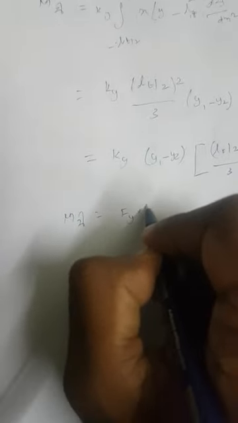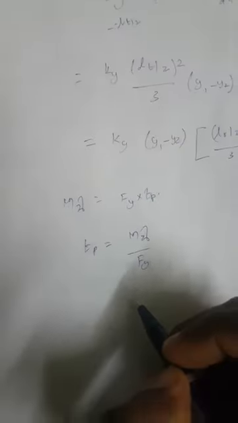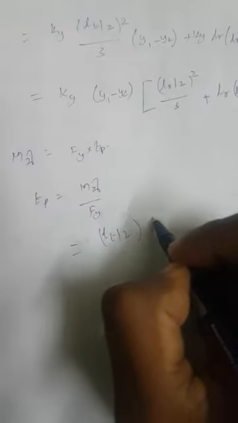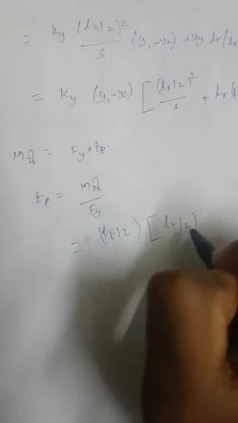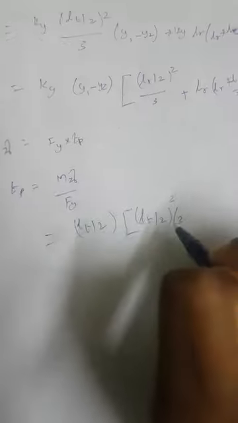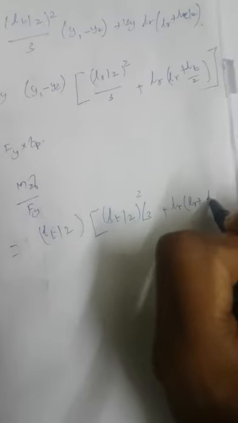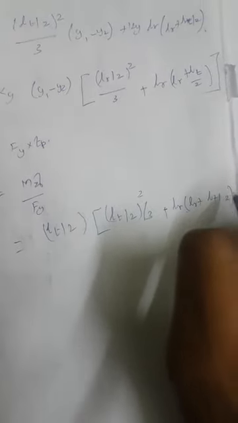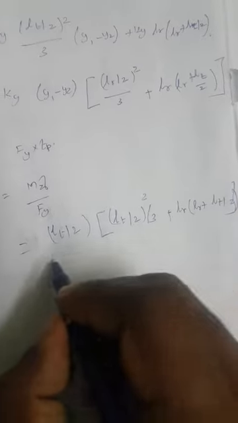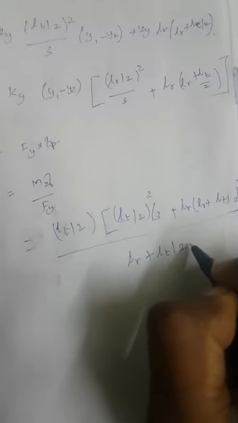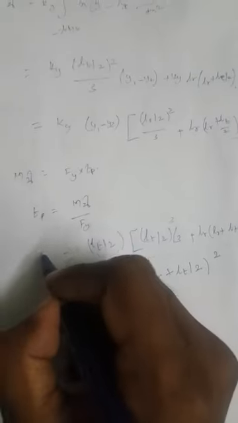As you know, Mz is equal to Fy into tp. So tp equals Mz divided by Fy. You know that. So we get Lt by 2 whole bracket, Lt by 2 whole squared divided by 3 plus Lr plus Lt by 2, whole divided by Lr plus Lt by 2 whole squared, which is equal to tp.